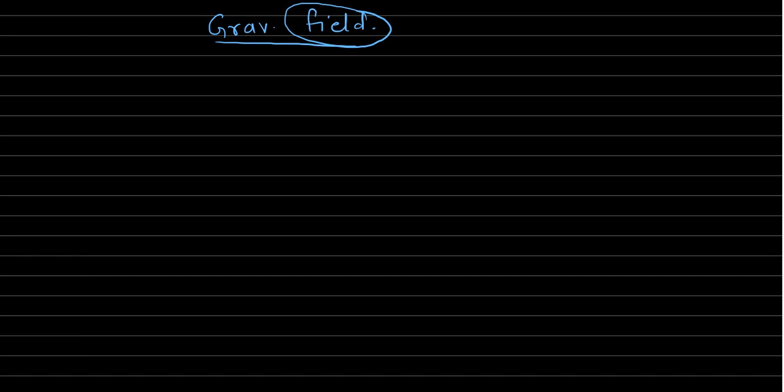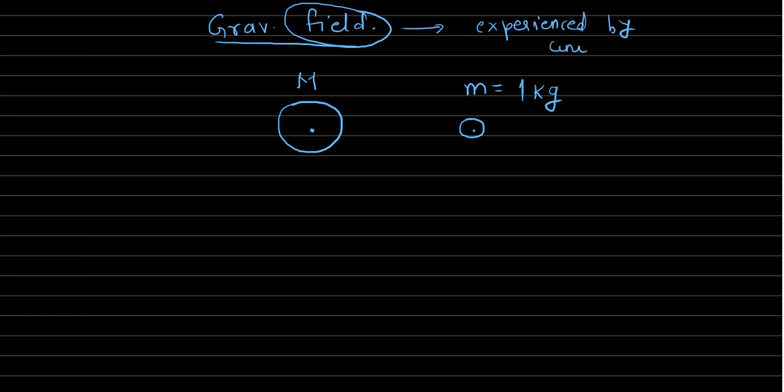तो आपके पास ये एक बॉडी है और this is rather a smaller body. ठीक है, तो बड़ी बॉडी का मास assume कर लिया मैंने M, और जो स्मॉल बॉडी है उसका मास assume किया मैंने small m equal to 1 kg. मतलब जब भी आप फील्ड की बात करते हैं तो एक्सपीरियंस कौन कर रहा है, experienced by unit mass.